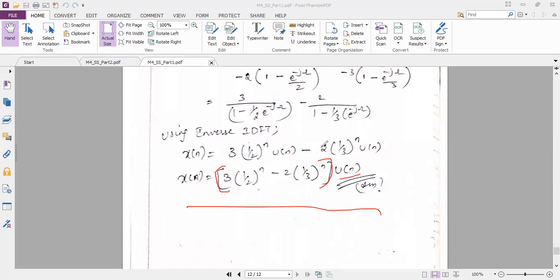I have seen this type of problems also in the question paper. So after today's class, I think you can try some more problems from the assignment.